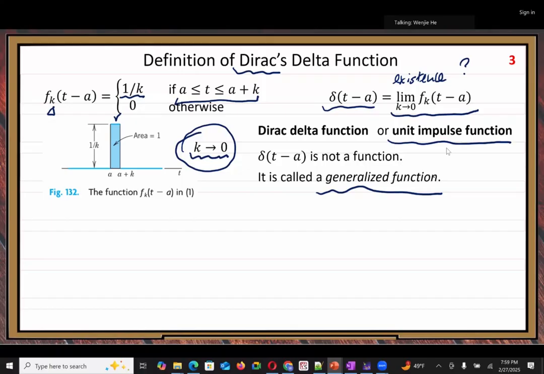All right, let me stop right here. Next time, let's continue to understand this special object, this special generalized function. All right, that's it.